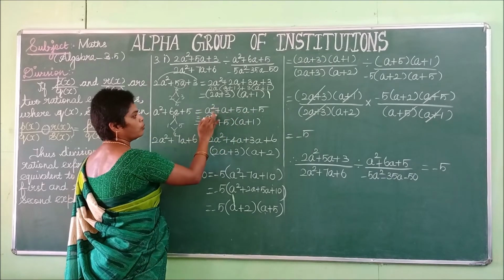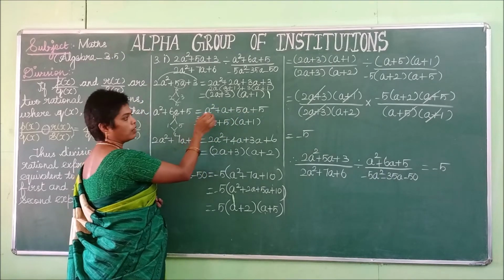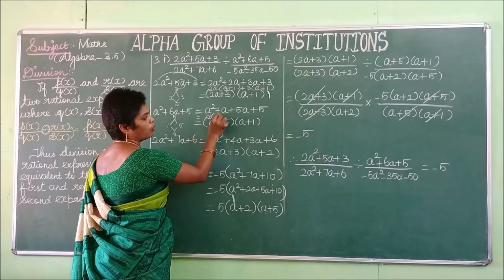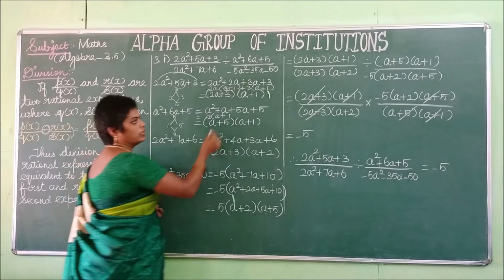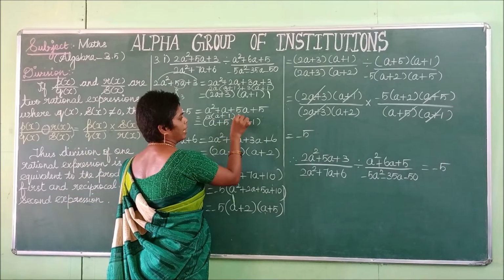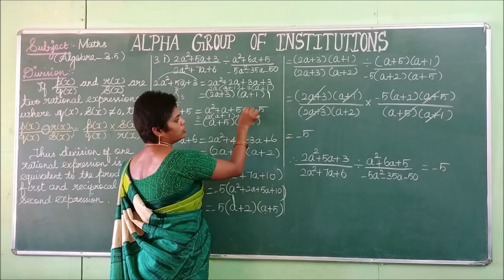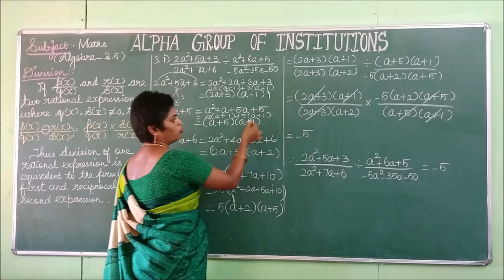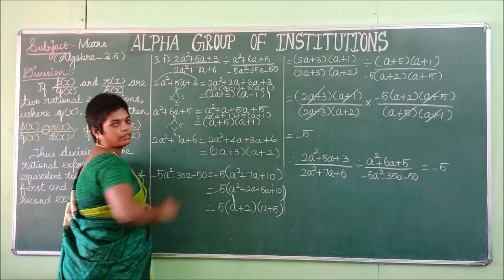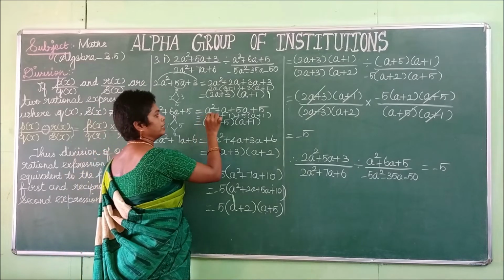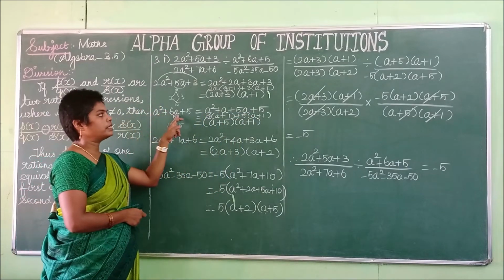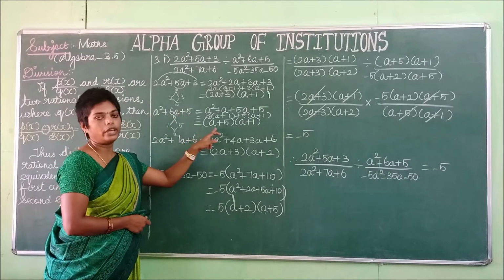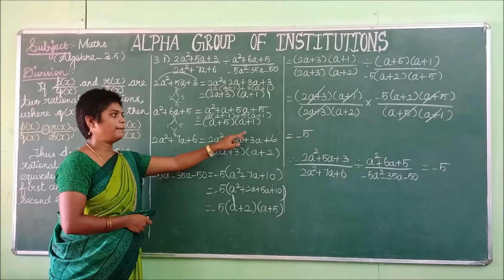Then you can take both common terms. A can be taken as common. What are the remaining terms? Here 1a, plus here no term, which can be written as 1. For these two terms, I have taken 5 as common. So what are the remaining terms? A plus 1. A plus 1 will be a common term. What are the remaining terms? A plus 5. So A squared plus 6A plus 5 is equal to (A plus 5) into (A plus 1).